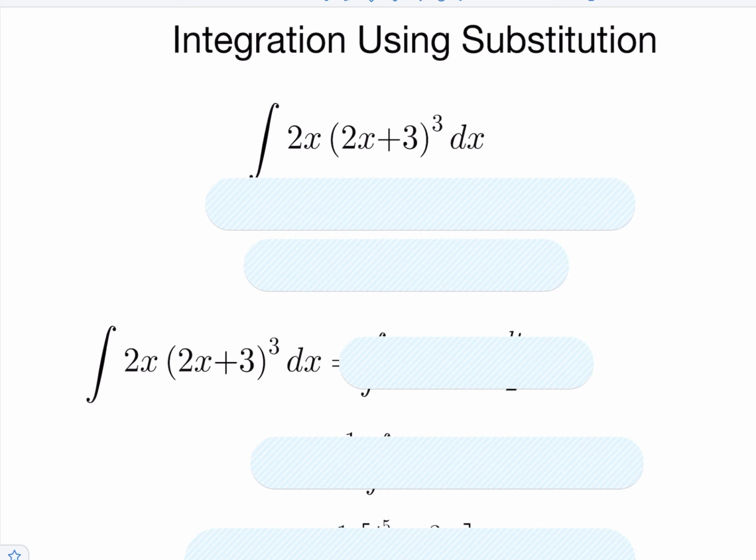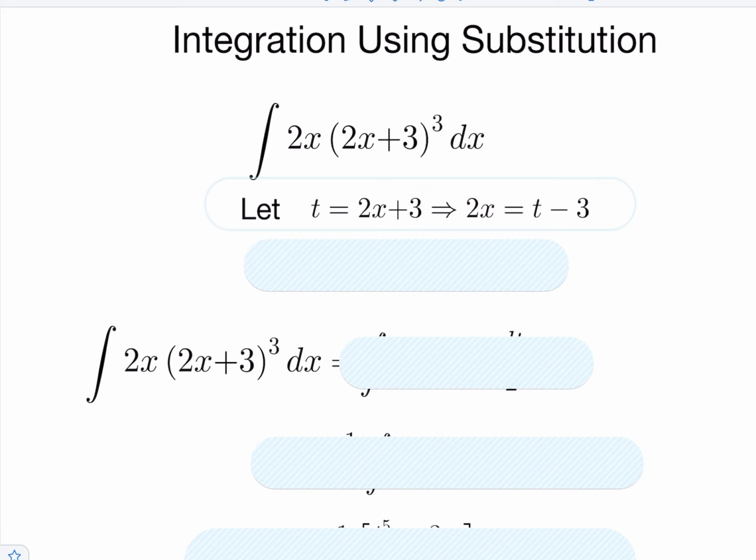Now you could, if you wanted to, expand this out right here and then eventually distribute your 2x into this expression. Then you could go ahead and apply your integration linearly, and you could solve the problem and be correct. But there is a more efficient way, and that is using the technique of substitution. So I'm going to go ahead here and start us off.